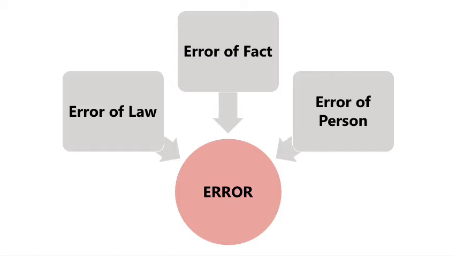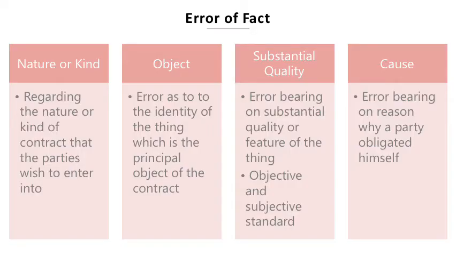There are three main ways in which we can analyze error and three main ways in which error may occur, and these include error of law, error of fact, and error of person. So we begin with error of fact.